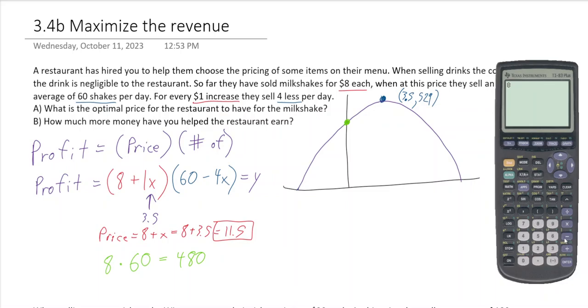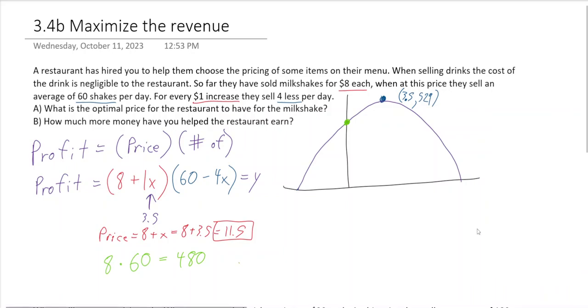So 8 times 60, so 480, yeah. So that's the 480, but it's asking how much more money have you earned. So 480 is the regular amount. 529 minus 480. So you've helped the restaurant earn an extra $49 per day. Not too bad, not too bad.